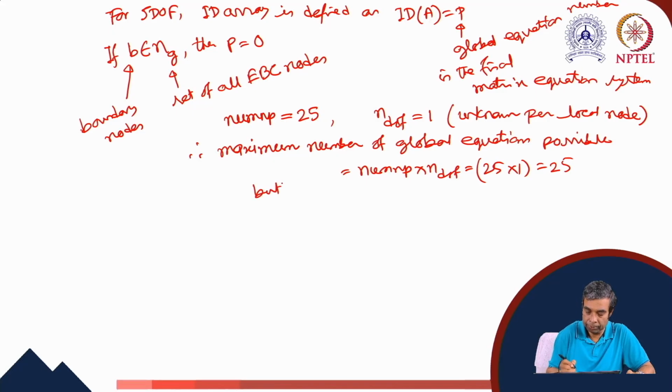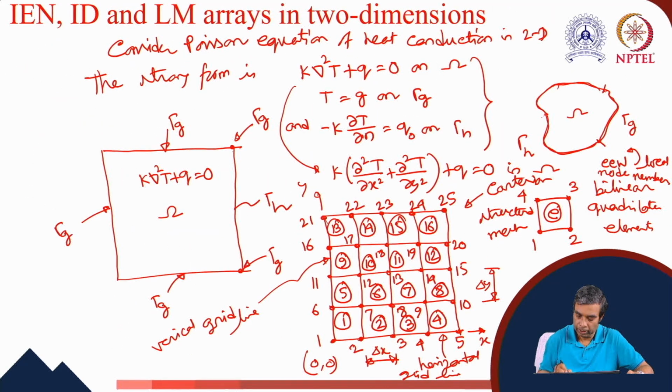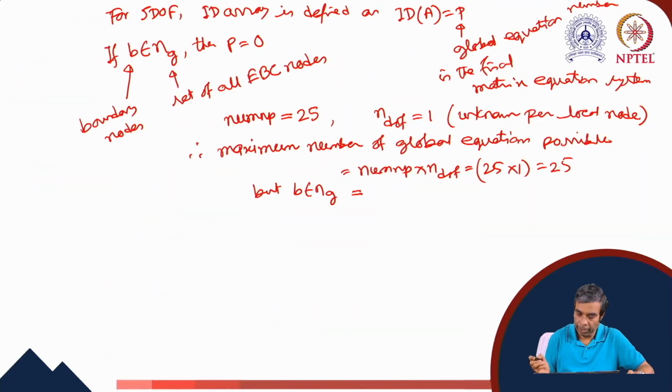But our B belonging to eta G equals the number of essential boundary nodes. So let us go to the mesh, and if we count the number of essential boundary nodes, we find that at the top surface we have 5 essential boundary nodes, at the bottom surface we have 5, and on the left wall we have 3. So we have 5 plus 5 plus 3, which is 13. We have a total of 13 EBC nodes. So we know the solution at these 13 nodes.